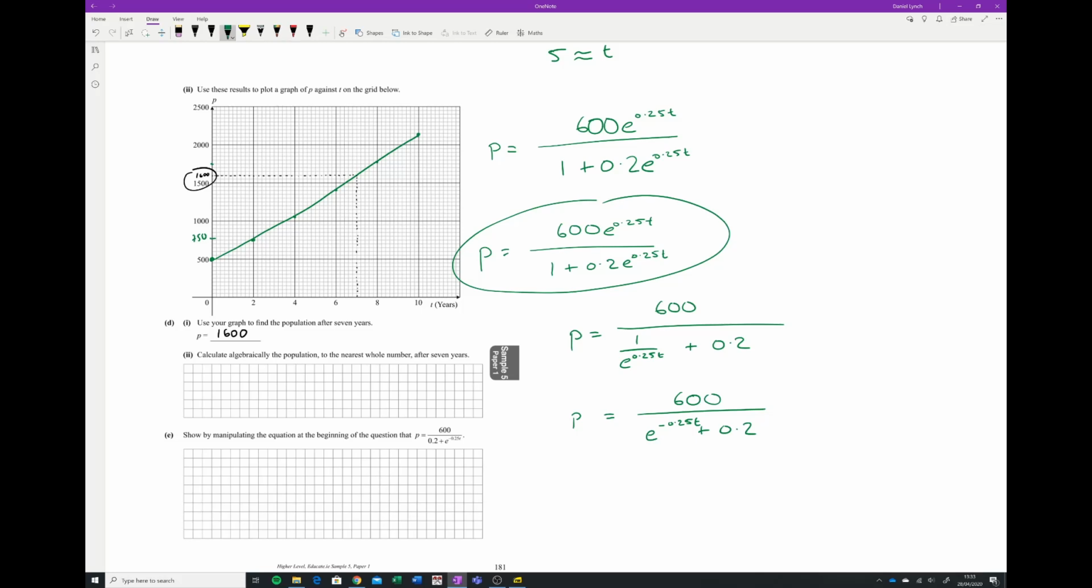To go back to part 2 where it says calculate algebraically what the population was, the only thing I can see here is you can put in 7 in there. Of course, you can put it in here, but that's sort of doing it out of order to what they've asked. So it's probably just better to put it into the top one, though I don't think there will be a problem. I did that already, and as I recall, the answer was 1605 from that.